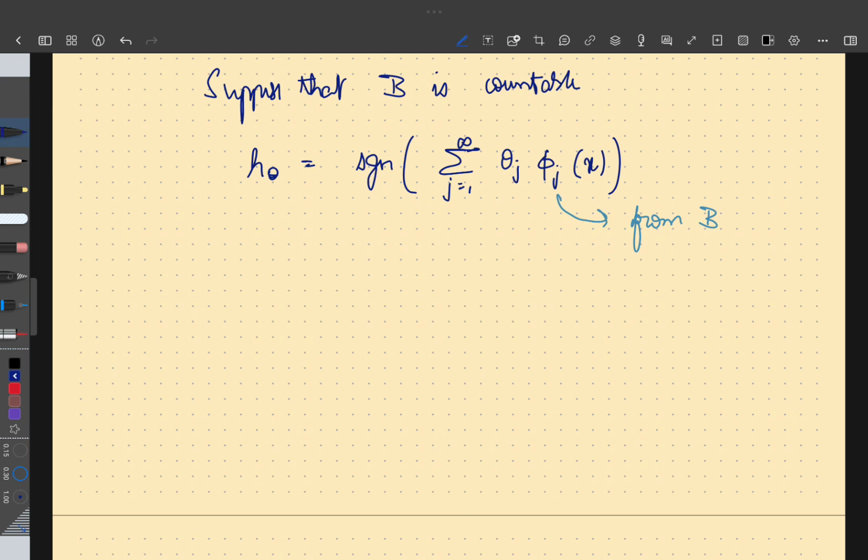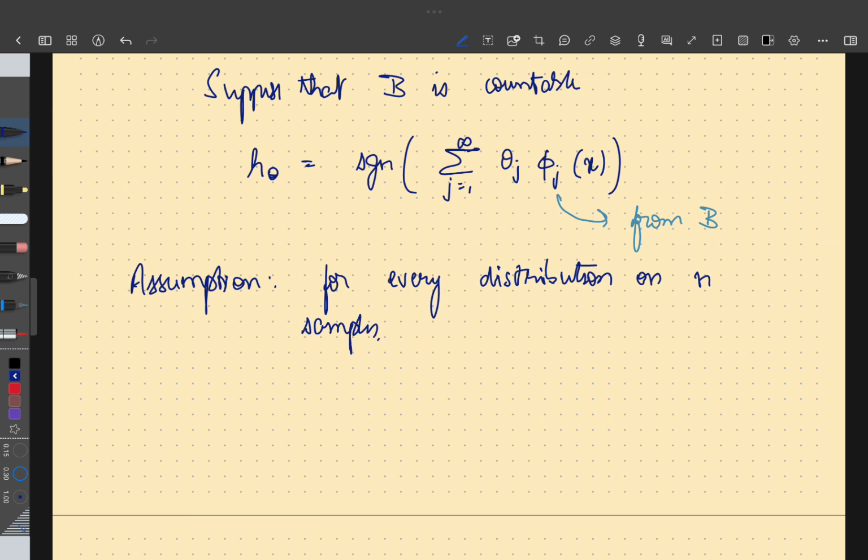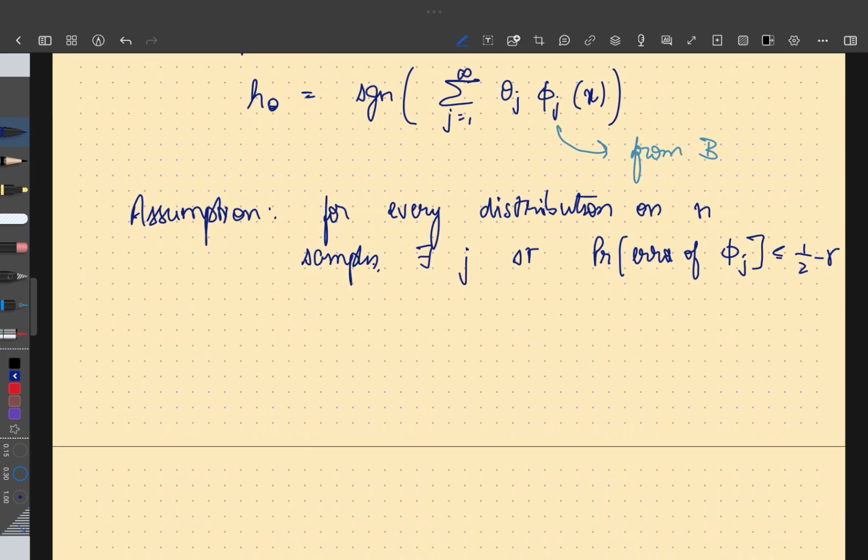And the assumption that we are working with is that for every distribution on n samples, there is some j such that the probability of error achieved by phi j on these n samples is at most half minus gamma. Right. So this is my final predictor.